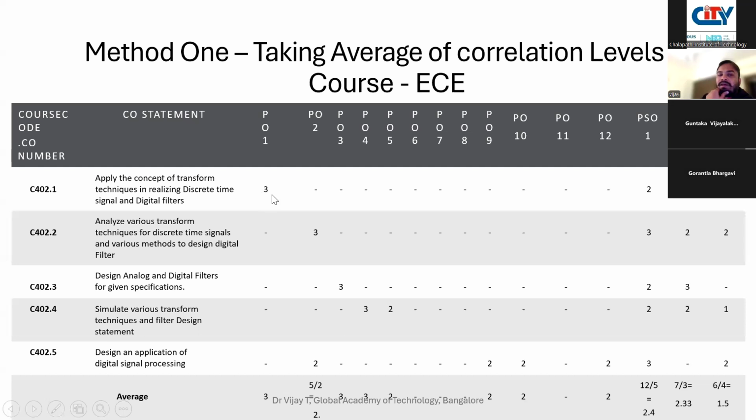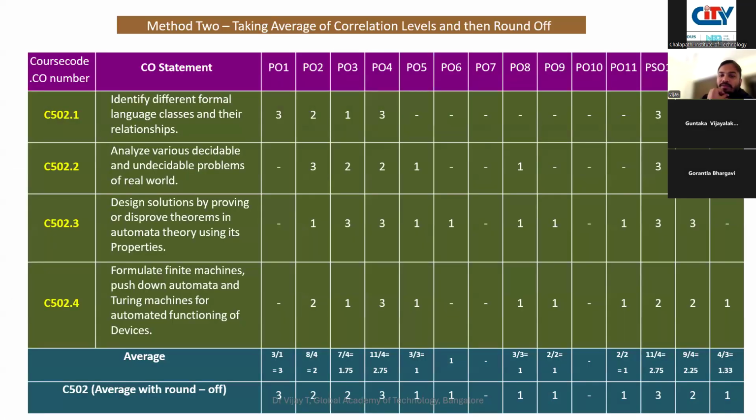I map only one CO to one program outcome. The remaining five, I do not map to PO1. So the modal average value is 3 by 1. Here I map two COs. The average value is the summation of these two divided by the number of COs being mapped: 5 by 2, 2.5. Here 3 by 1, 3; 3 by 1, 3; 2 by 1, 2. So this is how one method of calculating the modal value works.